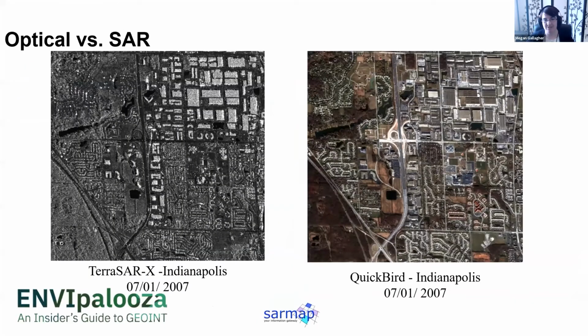And if you're concerned, maybe you've seen some old-fashioned SAR images and got a little bit concerned about that resolution, that's not really a problem anymore. So in this lovely image, we have a 3-meter TerraSAR-X image from 2007 over Indianapolis, Indiana. And we have the same region as seen with optical QuickBird data. And these were both done in 2007.